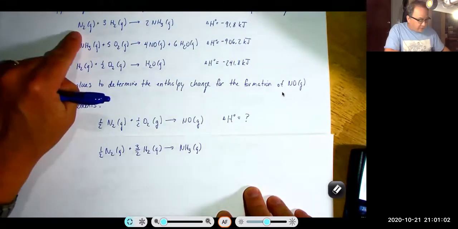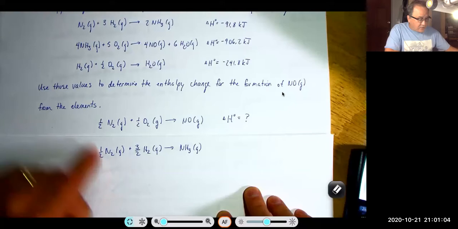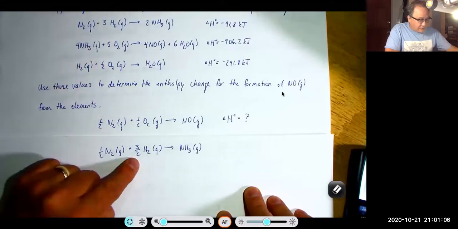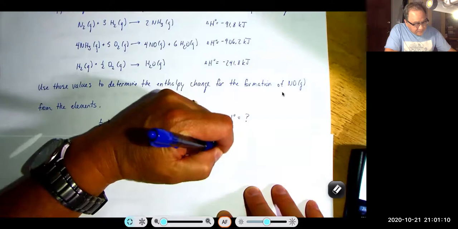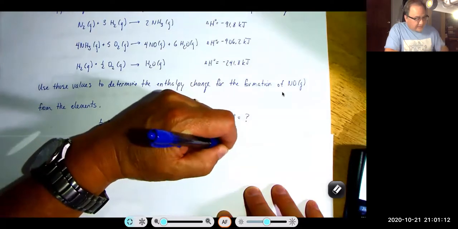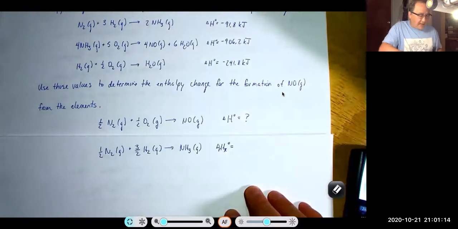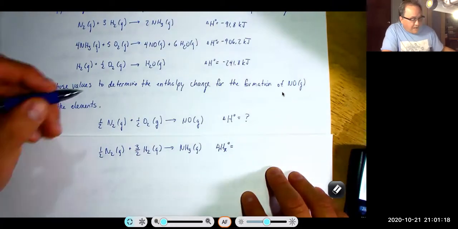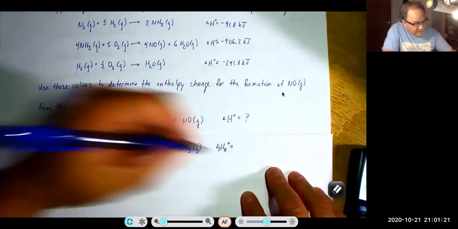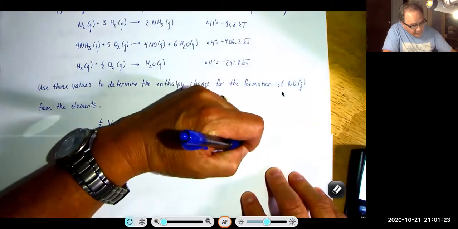1 divided by 2 is 1/2. 3 divided by 2 is 3/2. 2 divided by 2 is 1. And for this reaction, we get half of 91.8, which is going to be 45.9, negative 45.9 kilojoules.